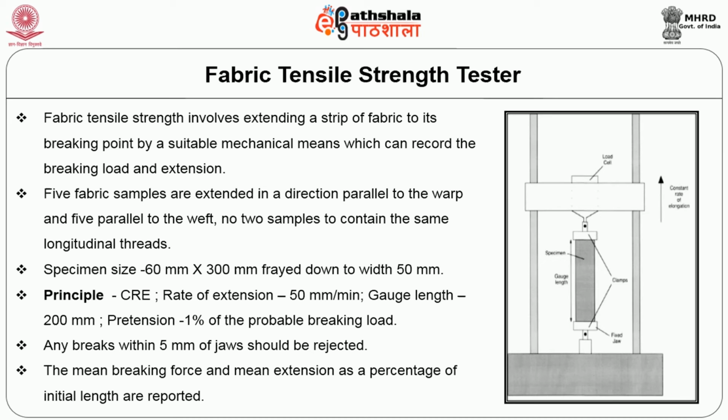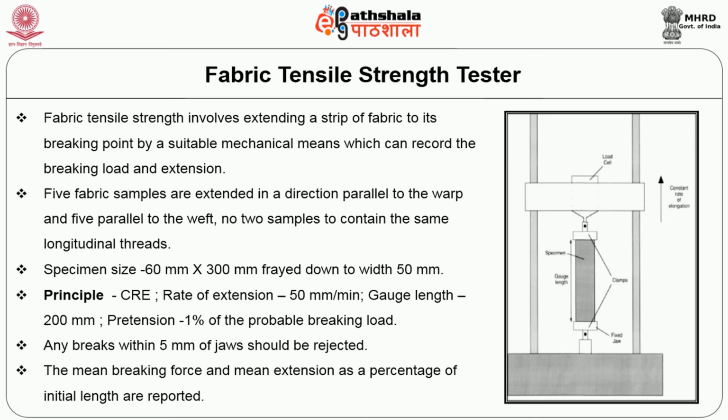5 fabric samples are extended in the direction parallel to the warp and 5 parallel to the weft. Now 2 samples contain the same longitudinal threads. Specimen size is 60 mm by 300 mm, frayed down to the width of 50 mm. Principle: constant rate of extension. The extension rate will be 50 mm per minute. Gauge length will be 200 mm.